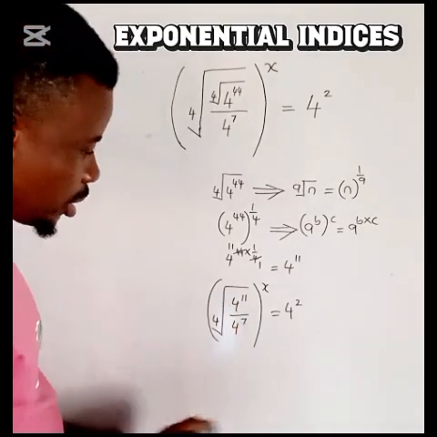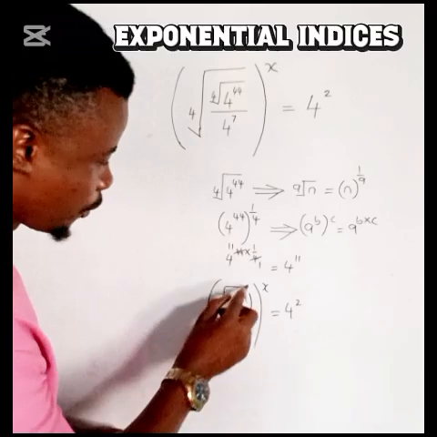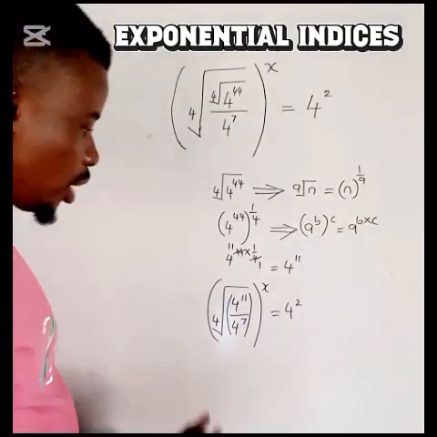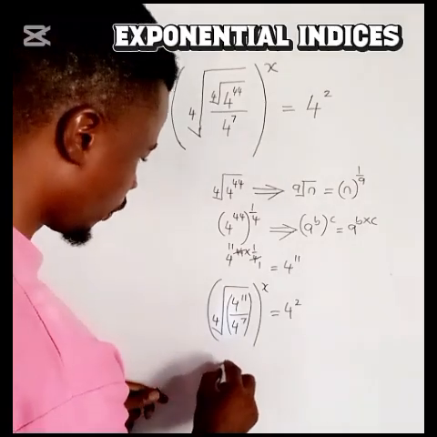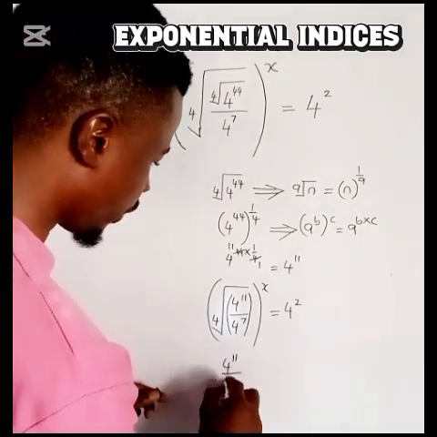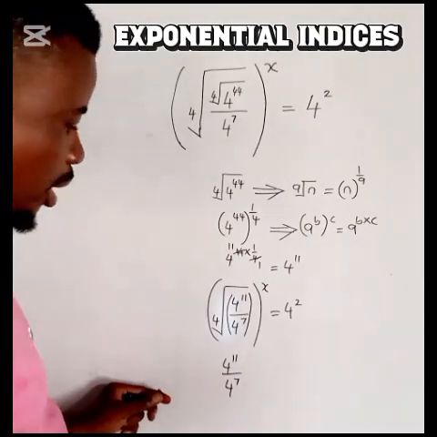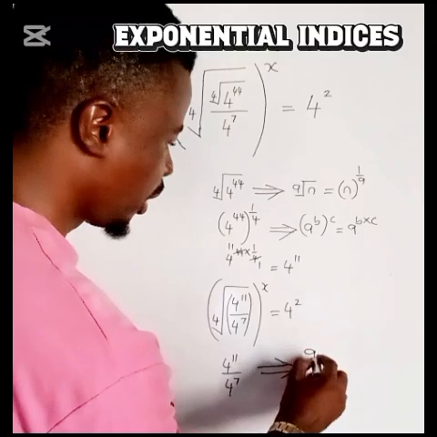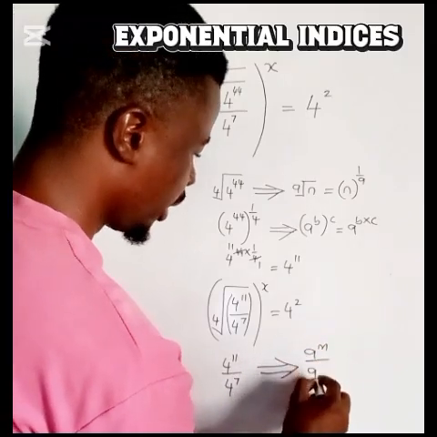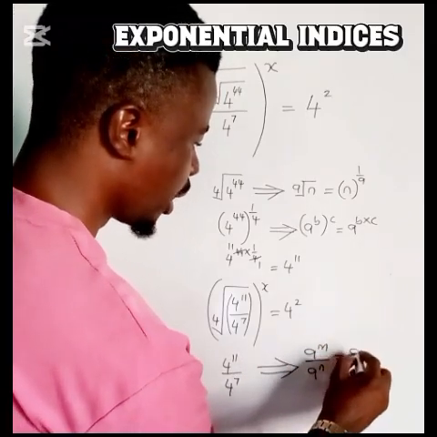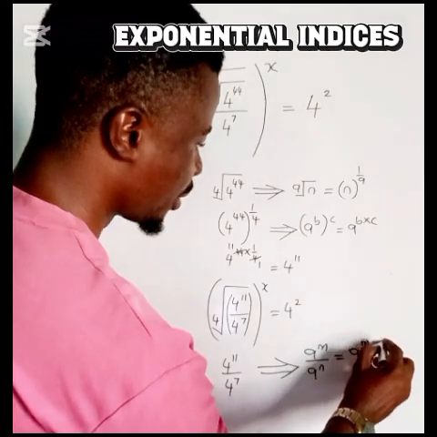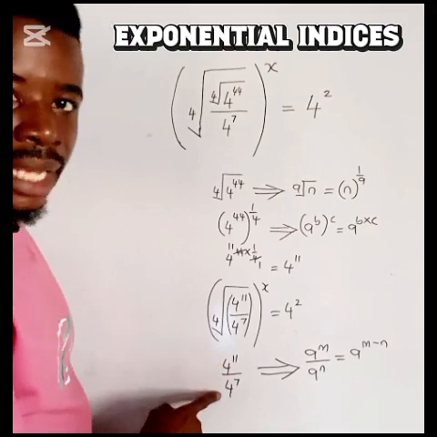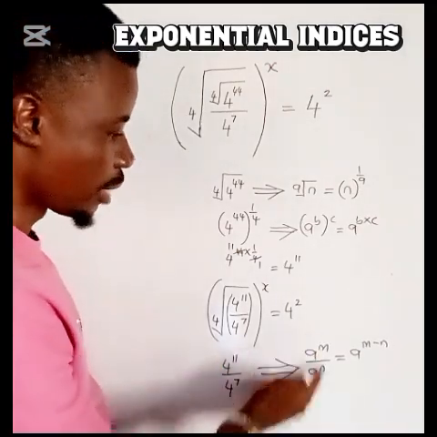Let's focus on the fraction inside the fourth root sign, 4 to the power of 11 and 4 to the power of 7. So now we can bring it out. It becomes 4 to the power of 11 all over 4 to the power of 7. Another law of indices states that a to the power of m all over a to the power of n becomes a to the power of m minus n. Whenever two numbers of the same base are divided, you subtract their powers.